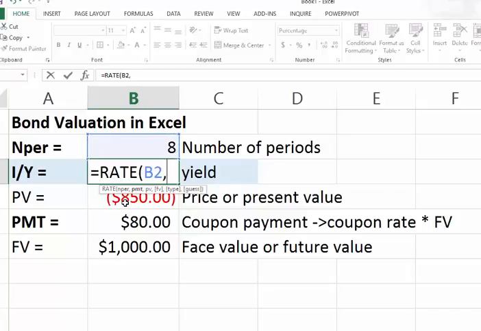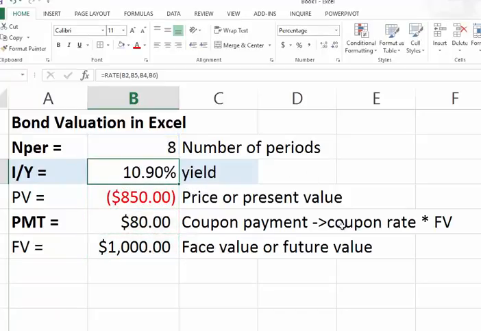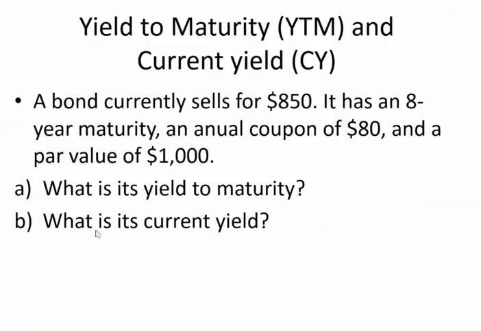We have 8 years. The payment is 80, our present value 850. We found that the yield is 10.90. What does it mean? If we buy a bond today for 850, hold it for the next 8 years until it matures, then with all the coupon payments plus the face value of this bond, we would have earned about 10.9% per year return.